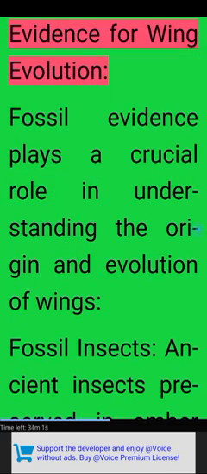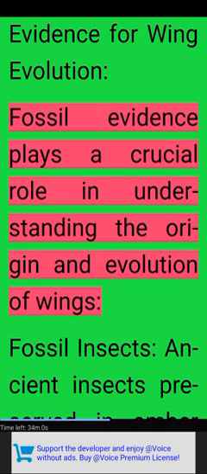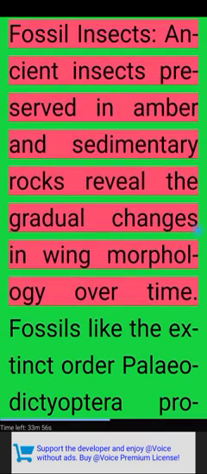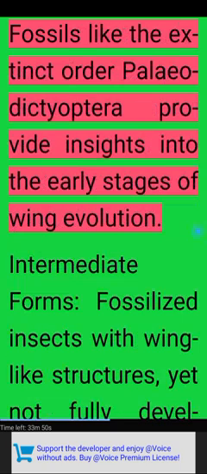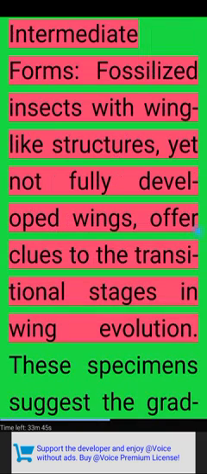Evidence for wing evolution. Fossil evidence plays a crucial role in understanding the origin and evolution of wings. Fossil insects. Ancient insects preserved in amber and sedimentary rocks reveal the gradual changes in wing morphology over time. Fossils like the extinct order Paleodictyoptera provide insights into the early stages of wing evolution. Intermediate forms. Fossilized insects with wing-like structures, yet not fully developed wings, offer clues to the transitional stages in wing evolution.